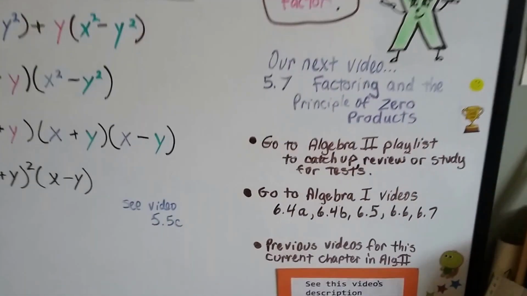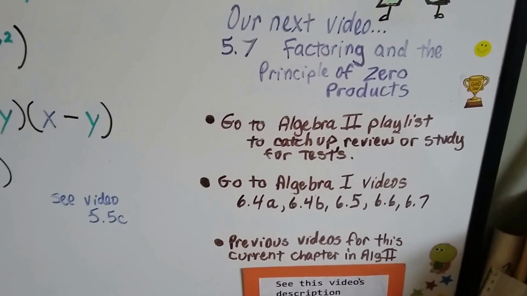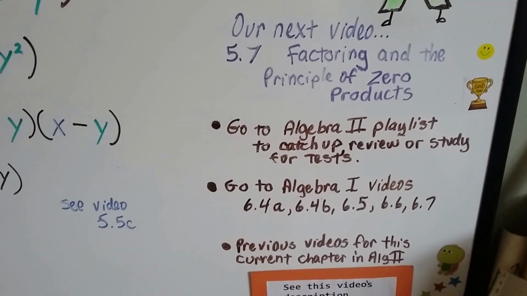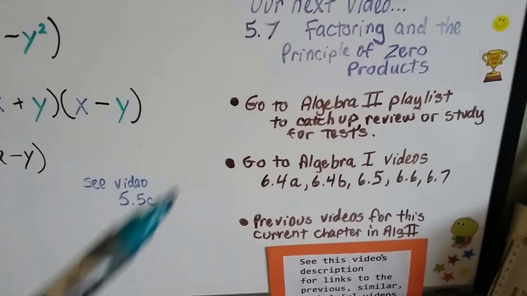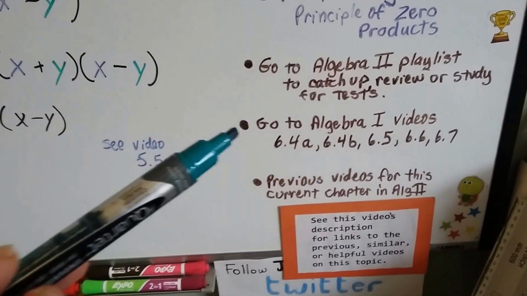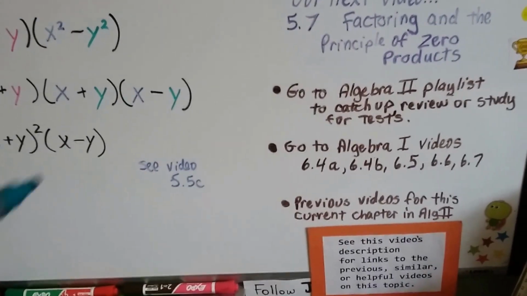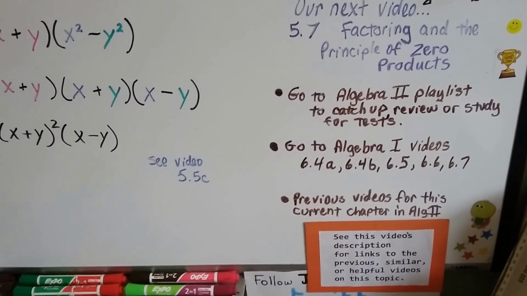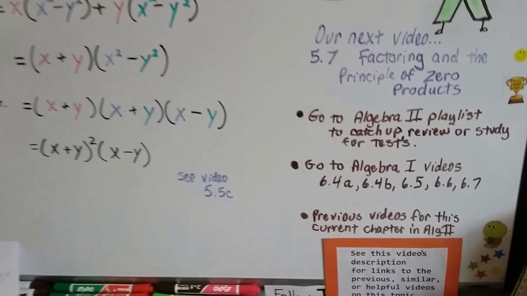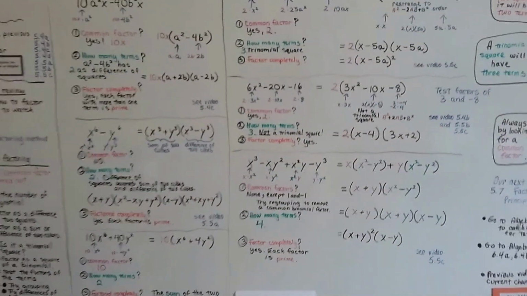Our next video, 5.7, we're going to talk about factoring and the principle of zero products. Now, we went over this in Algebra I, and we're going to cover it again in Algebra II. I'm going to add this video to the Algebra II playlist and links to those Algebra I videos where we talked about all of this, okay? And any of the previous videos that are linked to this lesson, okay? They're all going to be in this video's description, so you could just click on them.